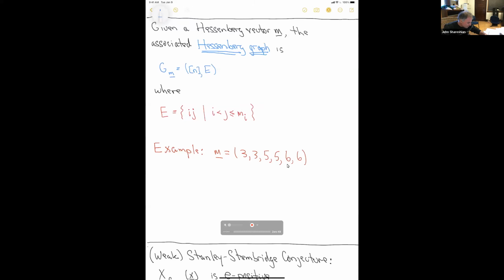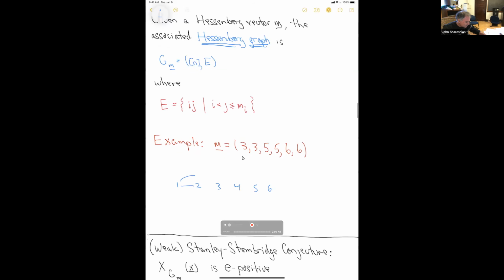So let's look at this one. We have vertices 1 through 6. And so m1 is 3, which means that 1 is connected with 2 and 3. m2 is 3, so 2 is connected with 3, right? m3 is 5, m4 is 5, and m5 is 6, right? So this graph contains exactly the same information as this vector. So given these Hessenberg vectors, at least, we get graphs, right? So this is half the information needed to construct a Hessenberg variety.